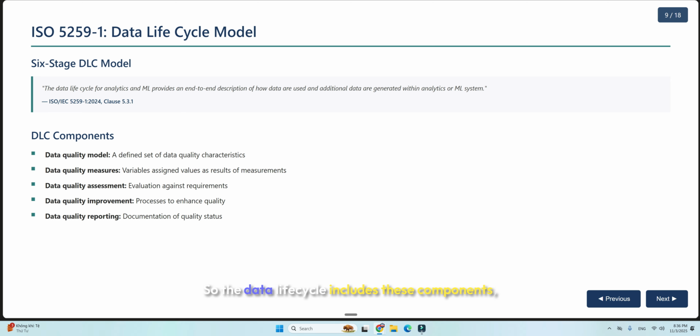So the data lifecycle includes these components: a data quality model, the set of characteristics you're assessing. Data quality measures, the variables you assign values to throughout measurement. Data quality assessment, evaluating whether you meet requirements. Data quality improvement, processes to enhance quality when assessment reveals gaps. And data quality reporting, documentation of quality status for stakeholders. So these aren't isolated activities, they're integrated processes that operate continuously throughout the AI system lifecycle.